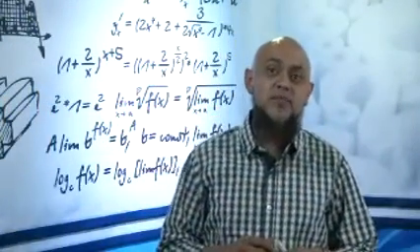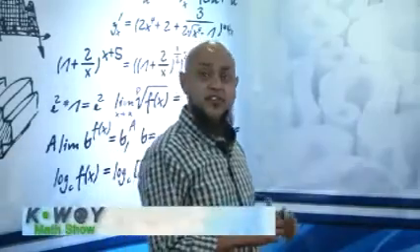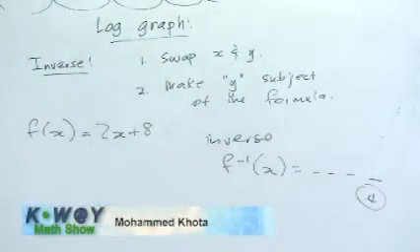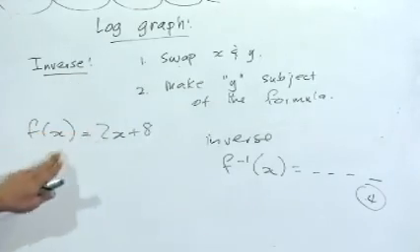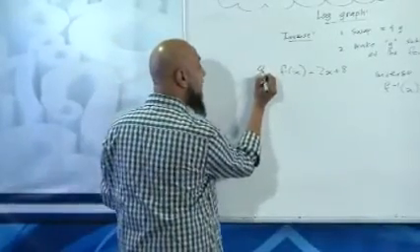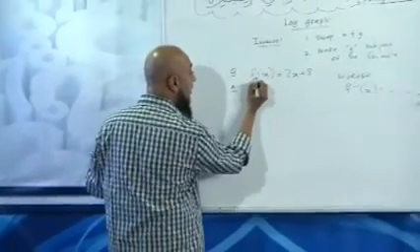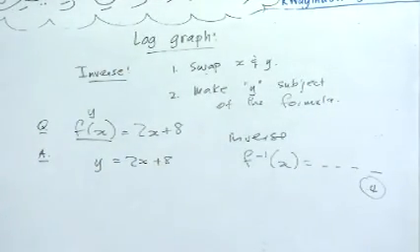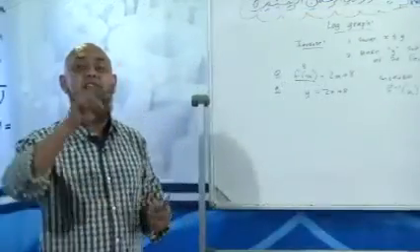Boys and girls, welcome back to the K-Way Mathematics show. We ended before the ad break with a question. I hope you got it done. Grade 12s, I hope you started working on the inverse function. We said swap the x and the y, make y the subject of the formula. In your answer, f of x represents which letter? y. So y is equal to 2x plus 8. That's not the inverse function, that is the original. We now need to give the inverse.